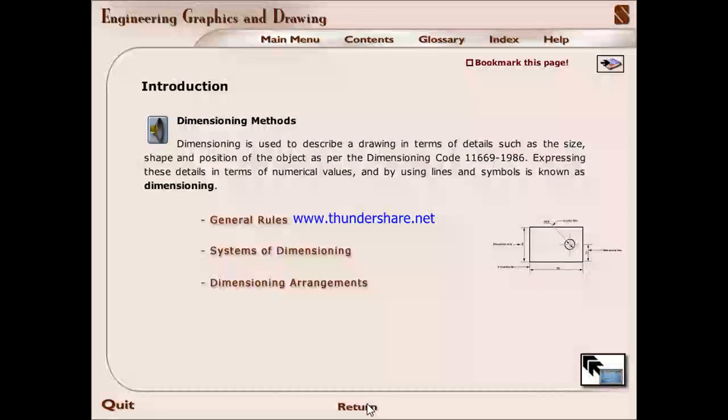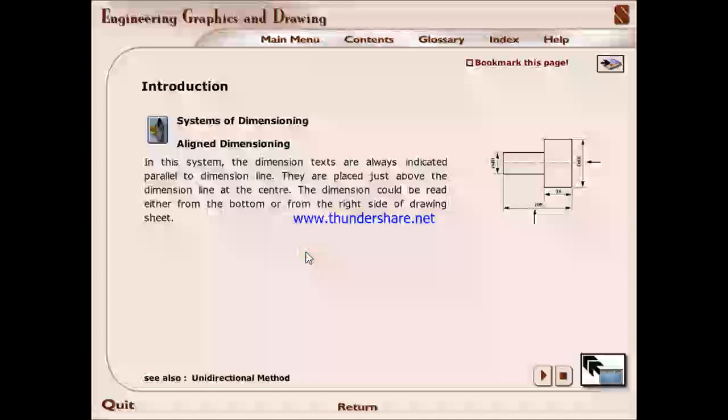And then next we will learn some systems of dimensioning. Aligned dimensioning. In this system, the dimension text is always indicated parallel to the dimension line. They are placed just above the dimension line at the center. The dimension could be read either from the bottom or from the right side of the drawing sheet.